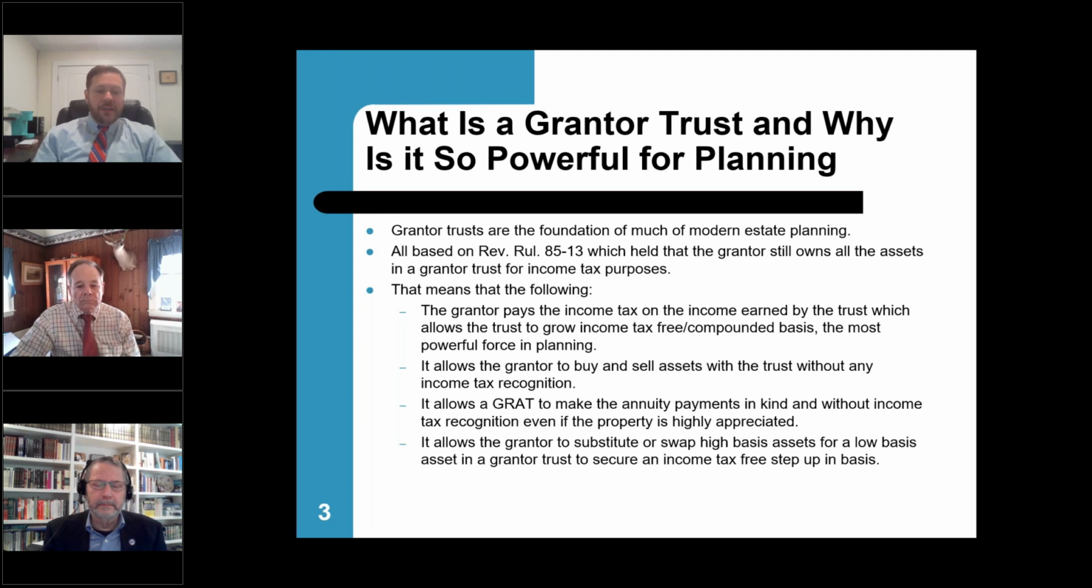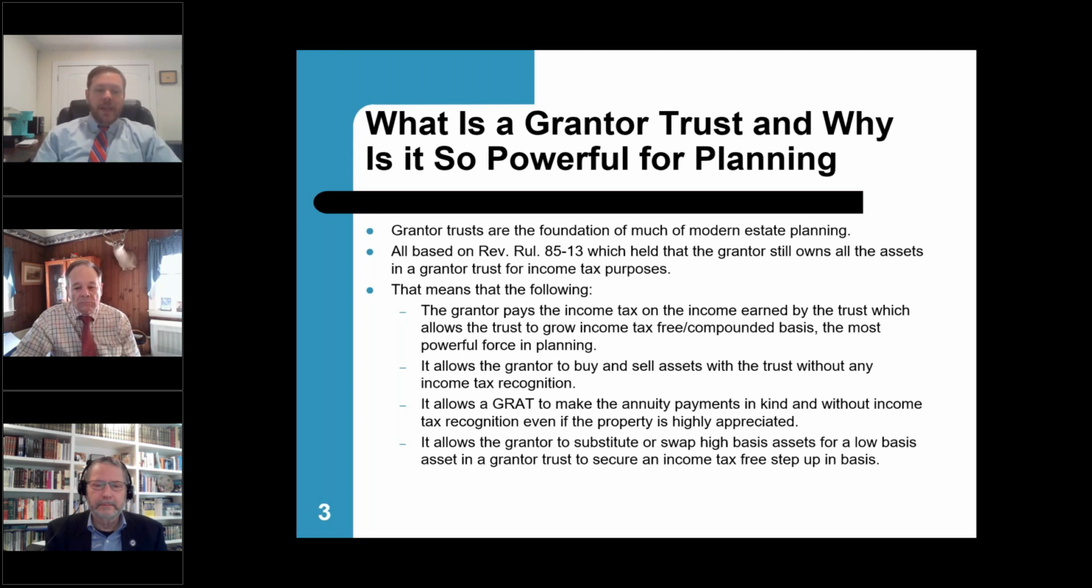It also allows, as it says here, for GRATs to make annuity payments in kind without any income tax recognition. So if the taxpayer creates a GRAT that's grantor as to the taxpayer, and you need to, at the end of the trust, pay back in kind, anything that's remaining in that GRAT, the grantor retained annuity trust, is outside of the estate, but there's no gain, even if there's highly appreciated assets, while that asset is held within the GRAT.